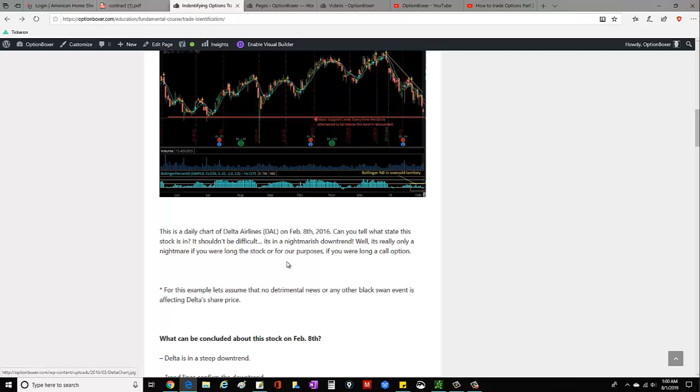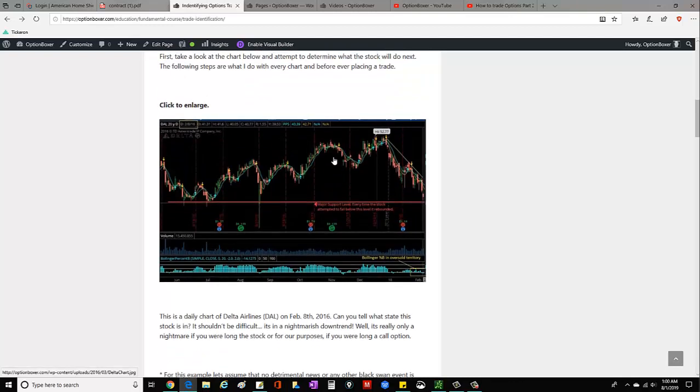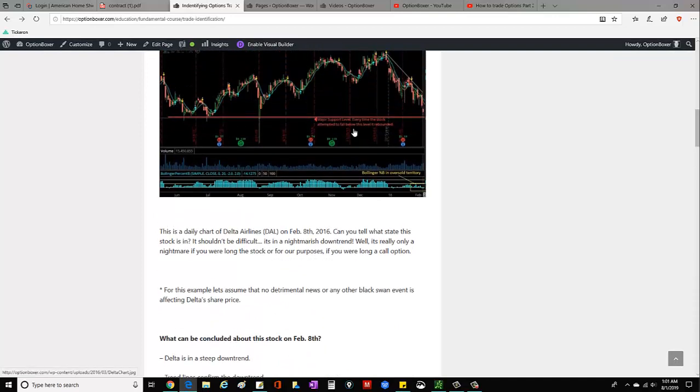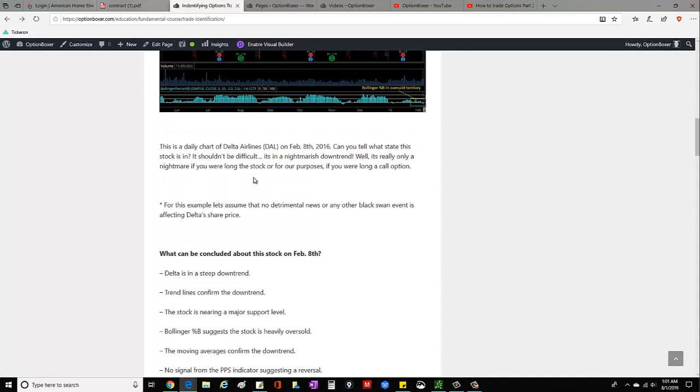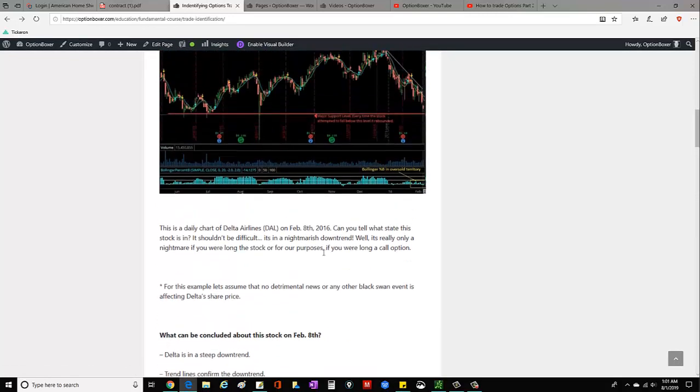But for this example, let's assume there's nothing there. So what can we conclude about this stock on February 8th? Well, we can tell Delta is in a downtrend. We can also see the trend lines are sloping from left to right downward, so they're in a downtrend. The stock is nearing a support level, which we talked about, this red line here, which has proven to be a major support area. Bollinger Percent B suggests that the stock is heavily oversold.